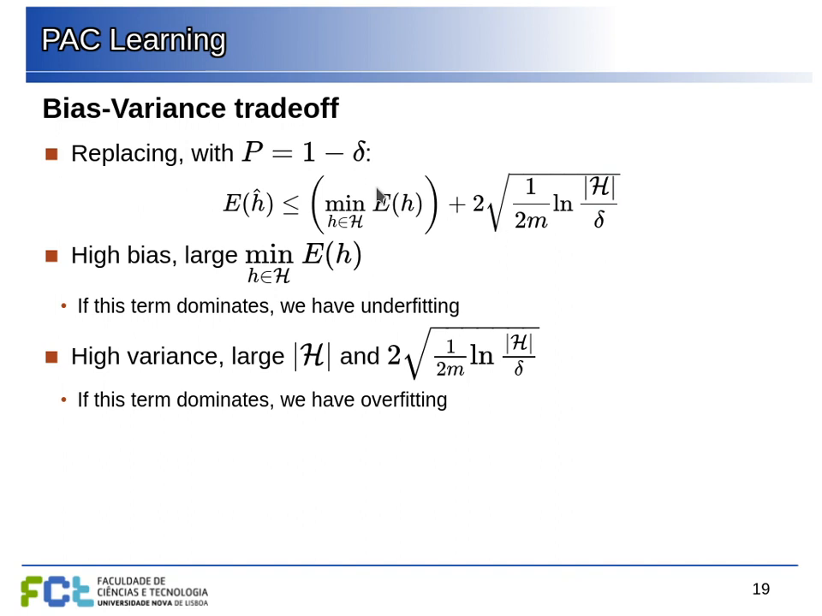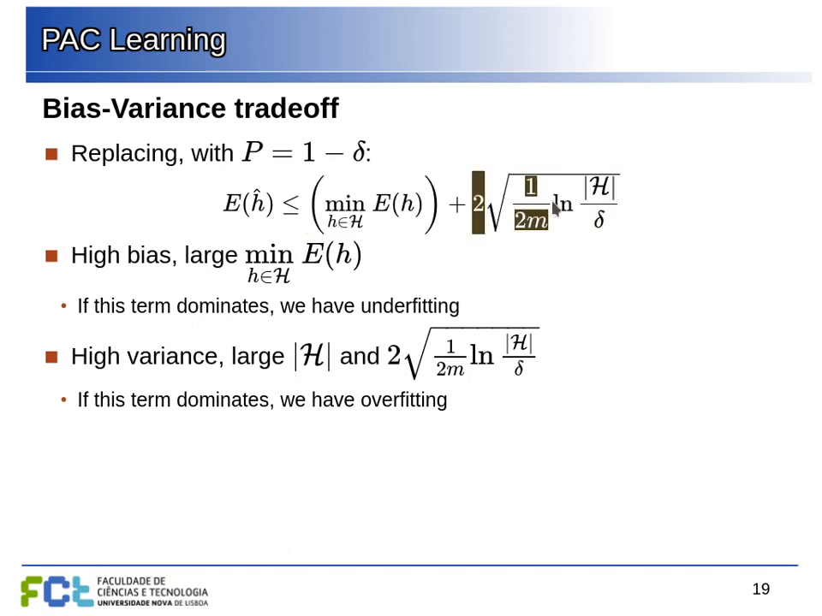So here we can see the bias variance trade-off. If our hypothesis class has a large bias, this means that we are probably going to have a large true error in the hypothesis that minimizes the true error. That is, we cannot find in our hypothesis class any hypothesis that is really good at classifying the data. So if we have a large bias, this term here will be large. And if this term dominates and this one is small, we have underfitting. So our main problem is that in our hypothesis class, there is no good hypothesis, no hypothesis with a low true error. On the other hand, if we have a large hypothesis class, then we increase the probability of having a good hypothesis there, one with a small true error.